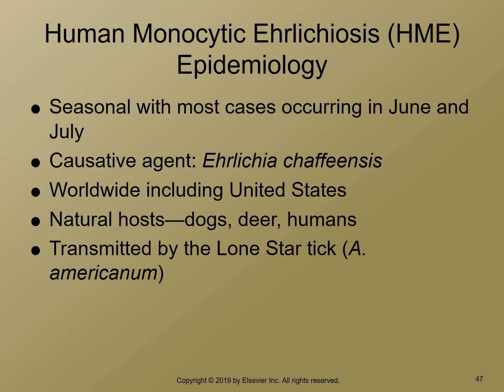Human monocytic ehrlichiosis is a seasonal disease, with the majority of cases occurring during the summer months of June and July. This infection does occur worldwide. In the United States, though, most cases are found in the southeastern and south central states, as well as in the mid-Atlantic states. The causative agent of human monocytic ehrlichiosis is Ehrlichia chaffeensis. The natural hosts of the organism include dogs and deer, as well as humans, with the Lone Star tick being the primary vector.